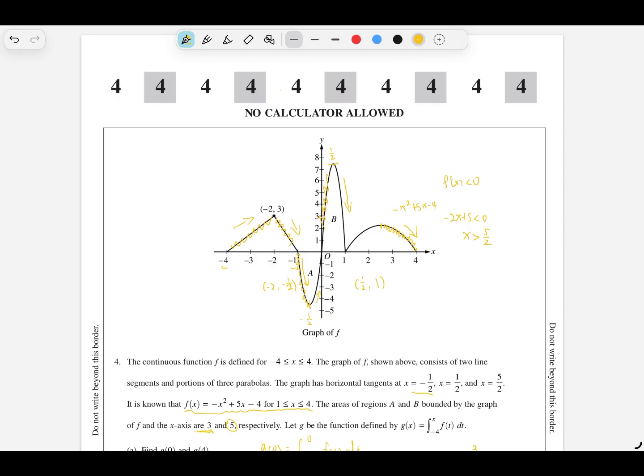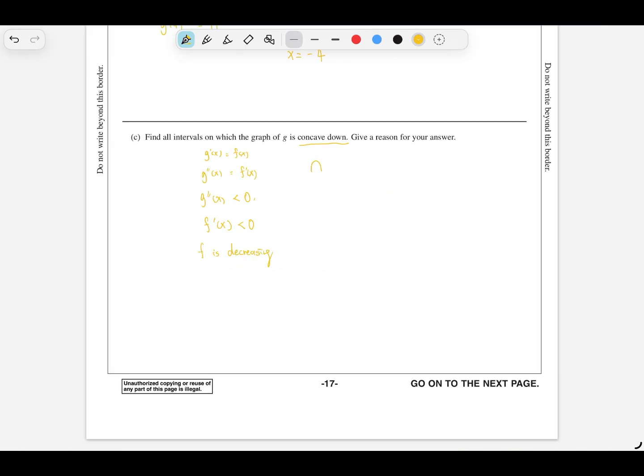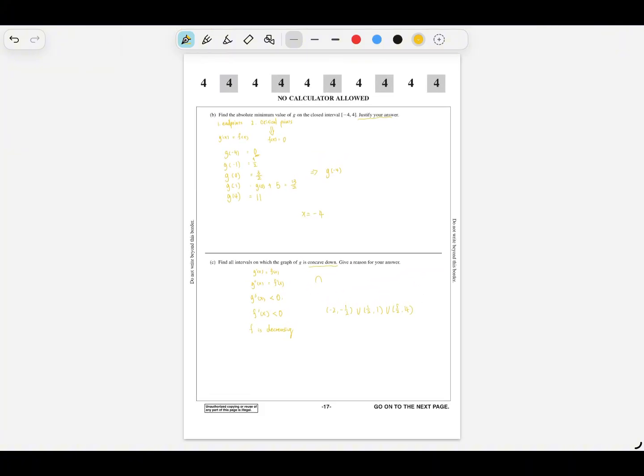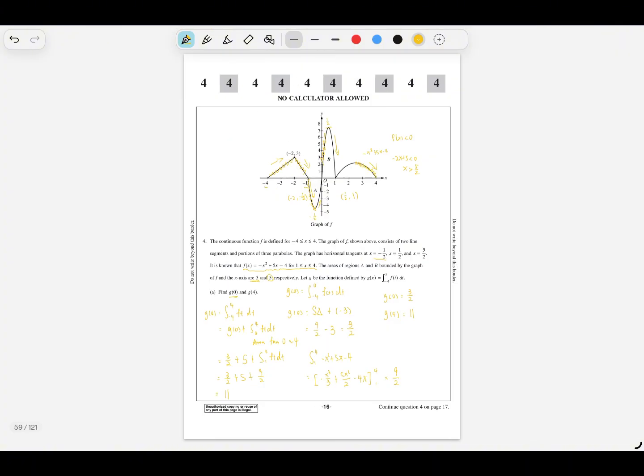Okay, from the given explanation, g is concave down on -2 to -1/2, and 1/2 to 1, and 5/2 to 4. That is when g is concave down. And that is for question 4.